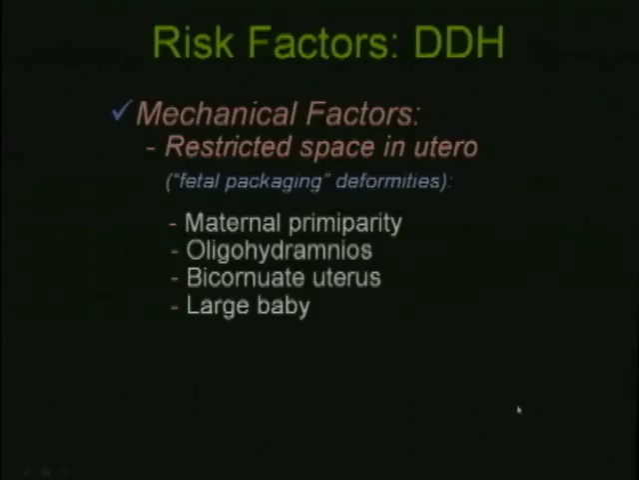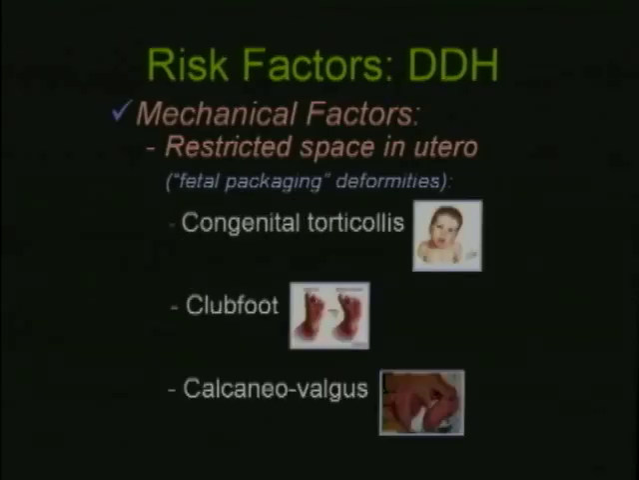And so the baby is not in a position in utero where it's possible to have the hips flexed so that there is appropriate formation of the acetabulum around the femoral head. And then there are other problems that may be seen in babies who are having problems with restricted space in utero, particularly congenital torticollis, where the baby is born with the head tilted toward one side. They may have foot deformities, such as a club foot or a calcaneovalgus deformity.